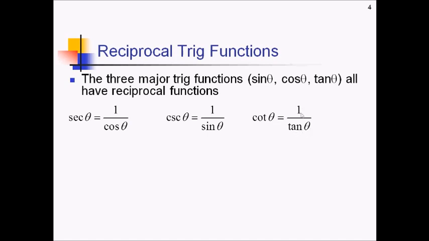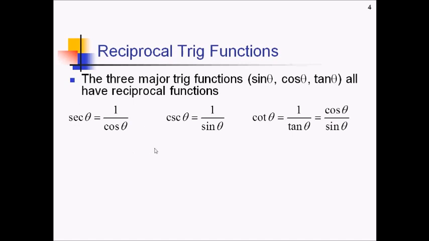Now, since this is the reciprocal of tangent, and tangent was also defined as sine over cosine, we can say that cotan is also equivalent to cosine over sine of theta. And these reciprocal relationships work both ways. For example, cosine can be expressed as 1 over secant if we wanted to.